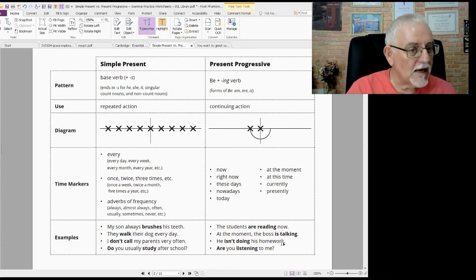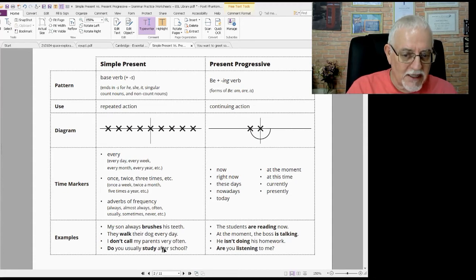Now, this could have two meanings. It could mean that he isn't doing his homework in general, in which case I'm sure you'll get a call from his teacher advising you that he isn't doing his homework. And it can mean that he isn't doing his homework right at this particular moment, at this particular time. So be careful with this one.